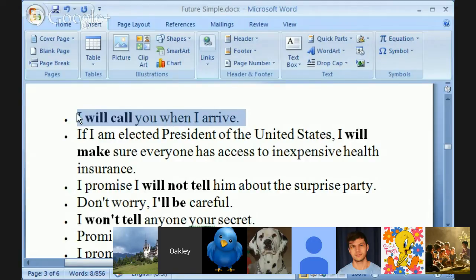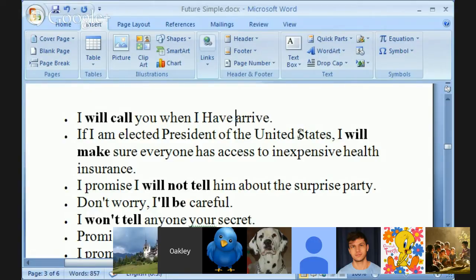Okay. This is future, obviously, this part. You have two clauses here, right? You understand that. There's two clauses that make up the sentence. I will call you when I arrive. You cannot use a past tense in this clause because this is future. So you cannot say "when I arrived." It is possible to actually use a present perfect here: I will call you when I have arrived.